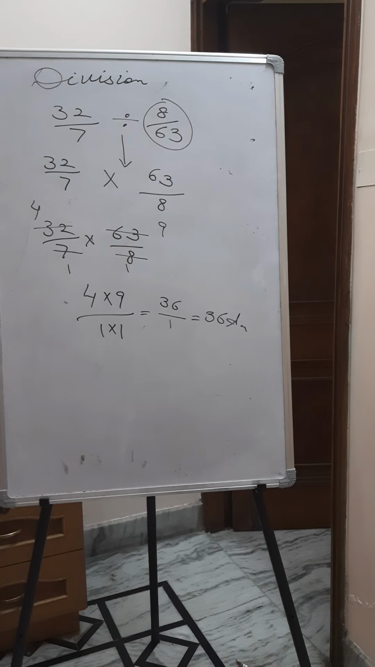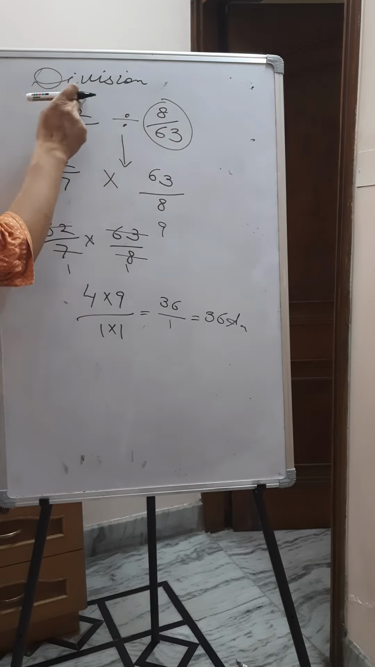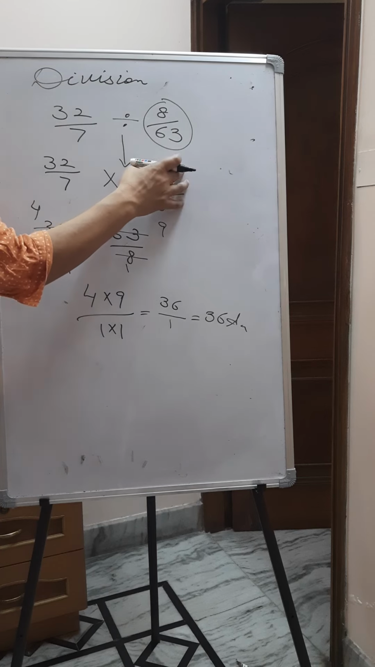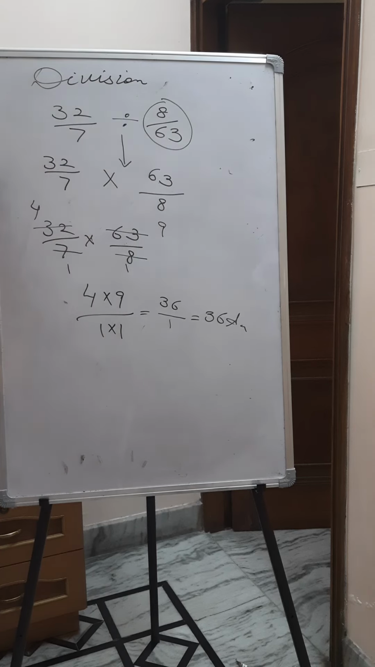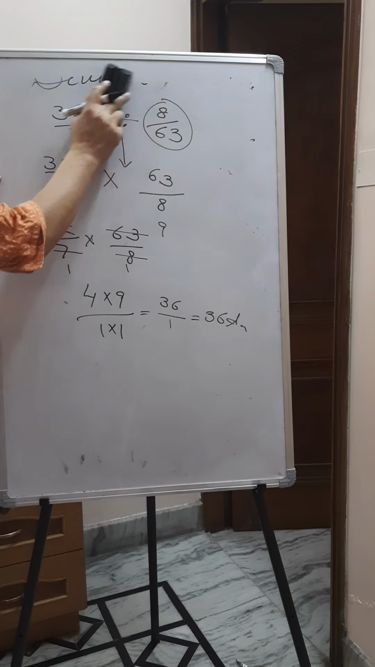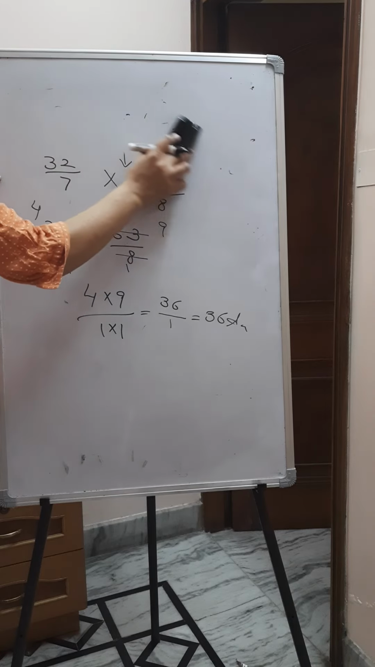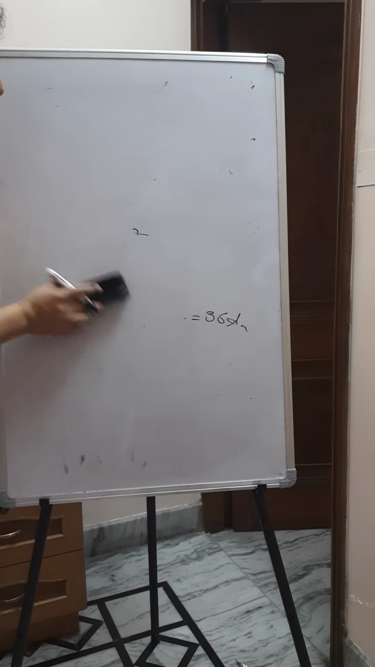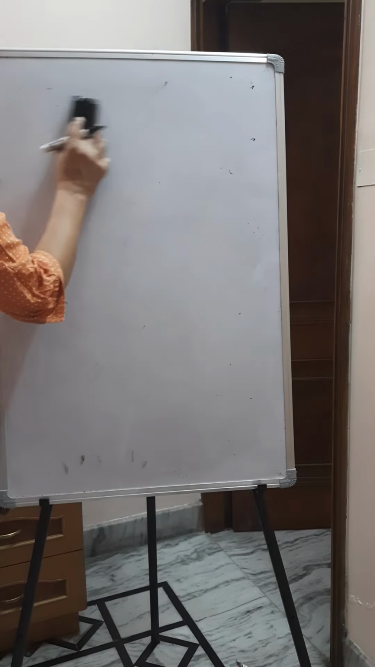Follow my point. I hope that you understood the concept of division. First rational number as it is, division will change into multiplication, and take the reciprocal of the second rational number. Reciprocal means numerator goes to denominator and denominator goes to numerator. And then your question of division will become a question of multiplication. This is about multiplication and division.